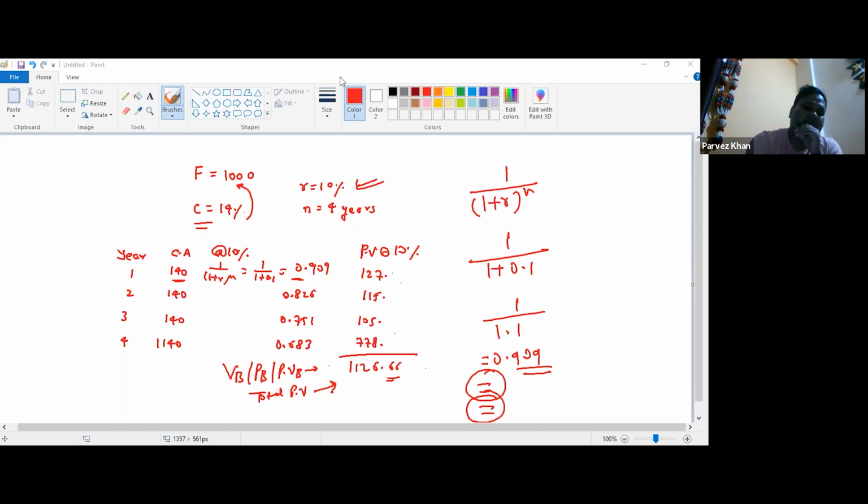Okay, write down one question. I'm posting in the chat box also. A bond is having coupon interest of 12%, having a maturity period of 5 years.